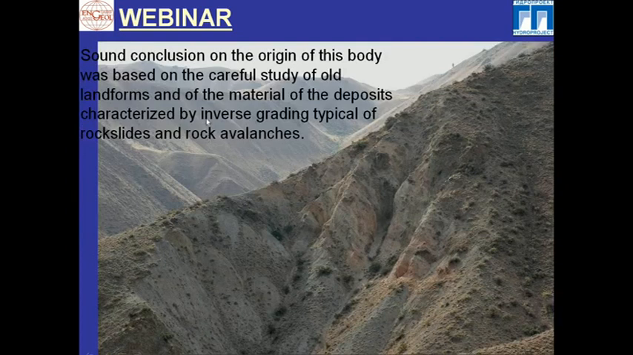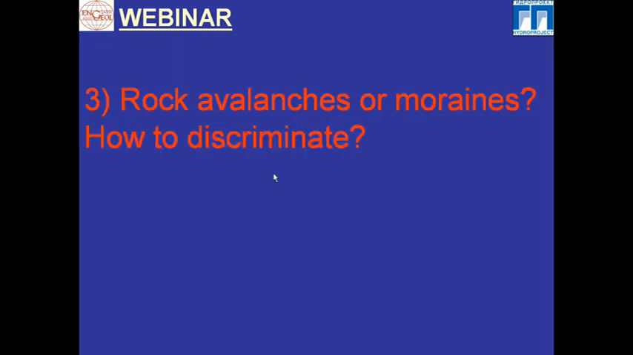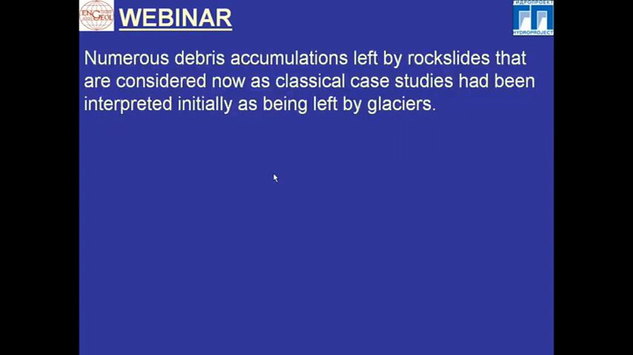And sound conclusions on the origin of this body were based on the careful study of old landforms and of the material of the deposits, characterized by inverse grading, typical of rock slides and rock avalanches. And here we see intensively crushed material of the lower zone. Based on these characteristic features, we can discriminate rock avalanches and moraines.